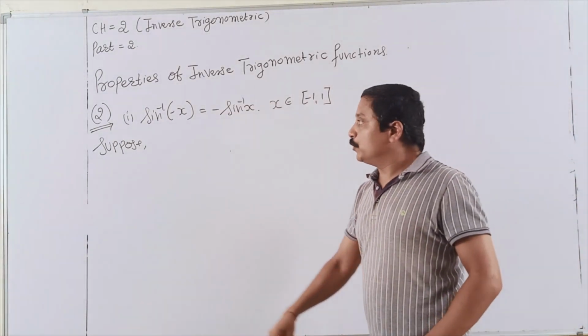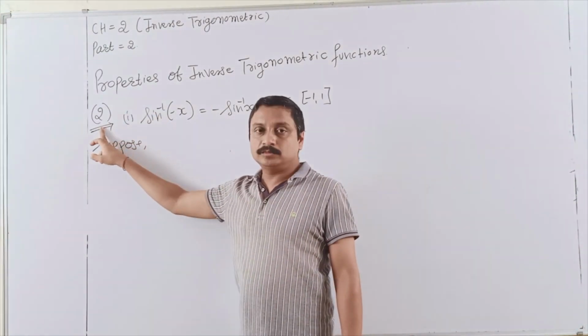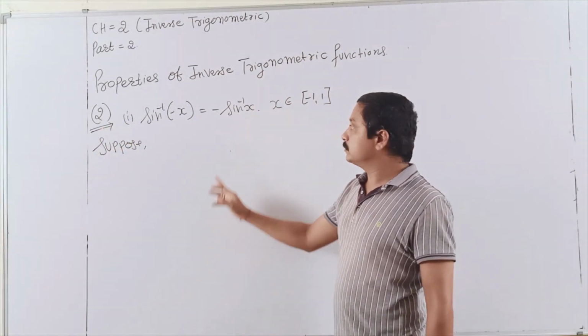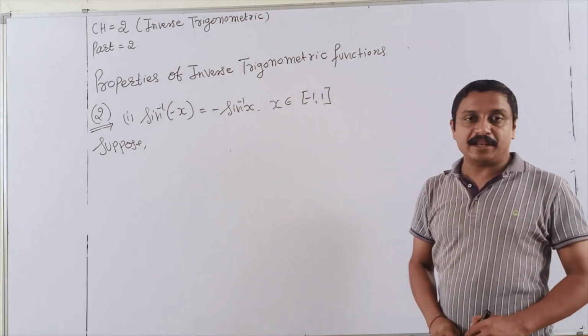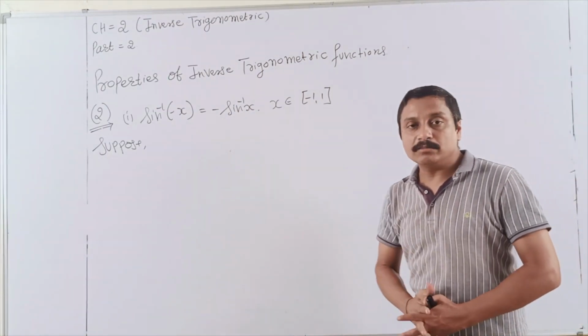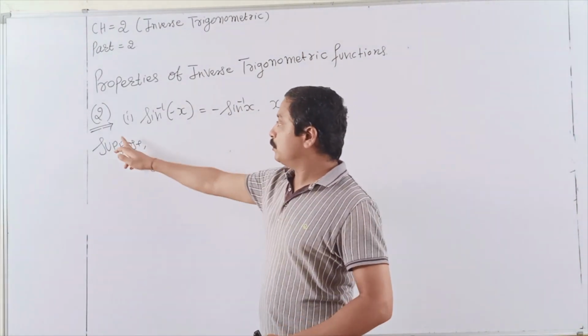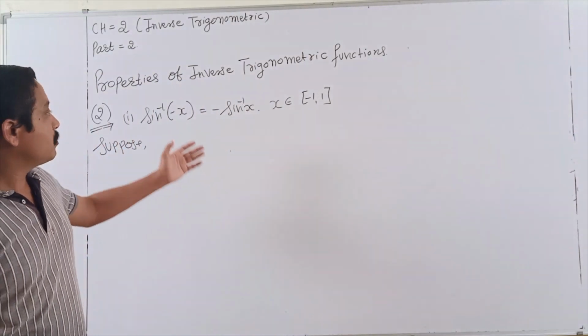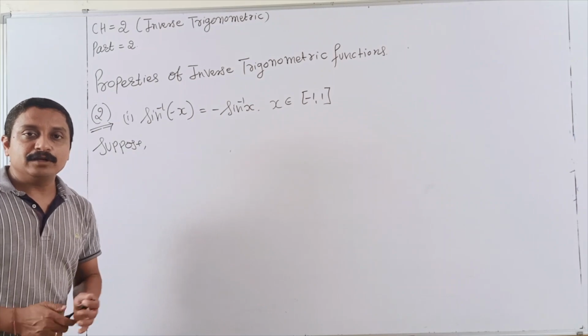Now students, we are going to properties number 2. First one: sin inverse of minus x is equal to minus sin inverse x, where x belongs to minus 1 to 1. Yes students, in the property number 2 theorem, there are a total of 3 properties. So one by one I will show the proofs here.